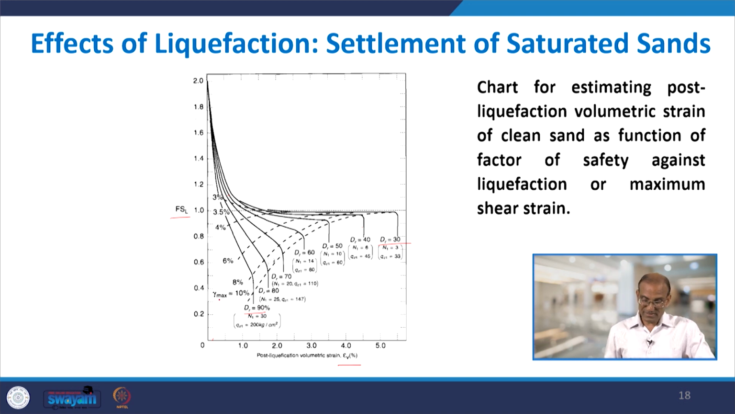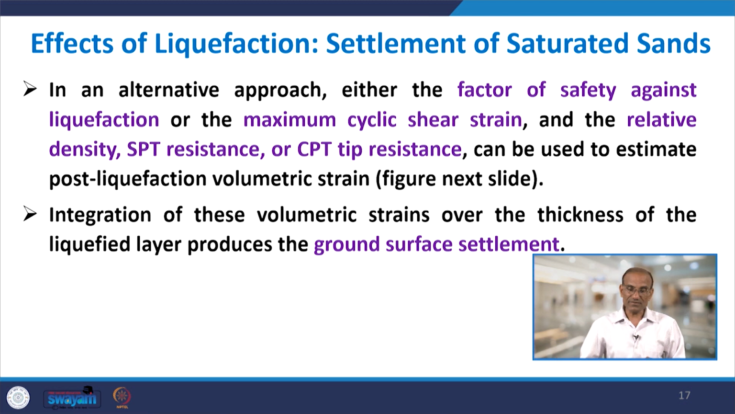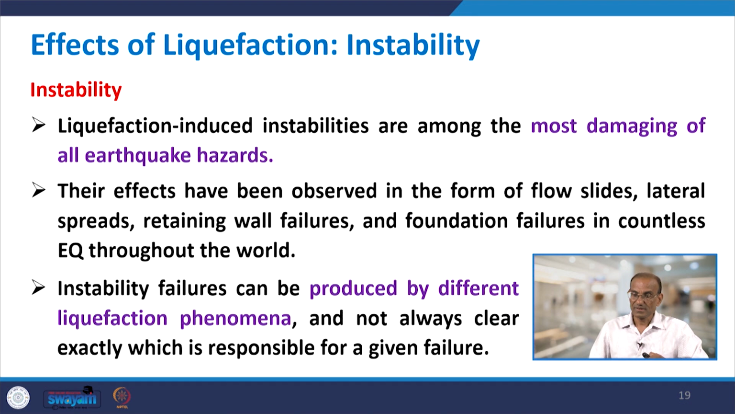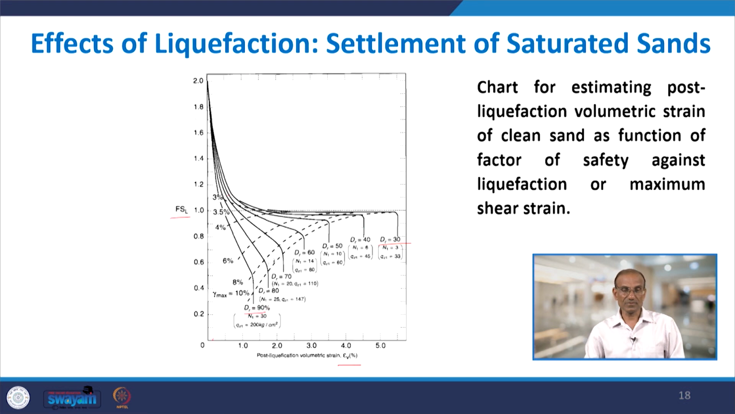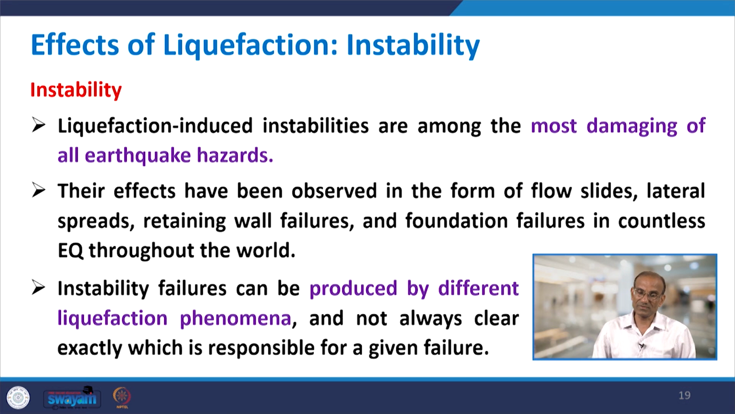Then another effect is given, the maximum value of strain on this chart. So, many phenomena have been given. Integration of these volumetric strains over the thickness of the liquefied layer produces the ground surface settlement. So, this all was about two factors. One was settlement of saturated sand, and before that we discussed settlement of dry sands also.